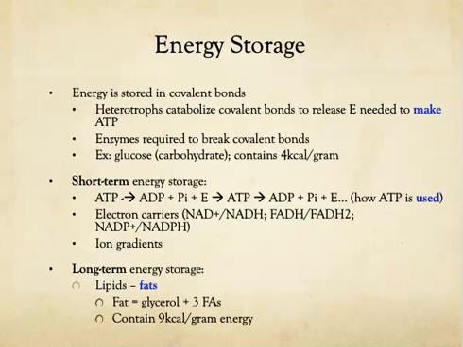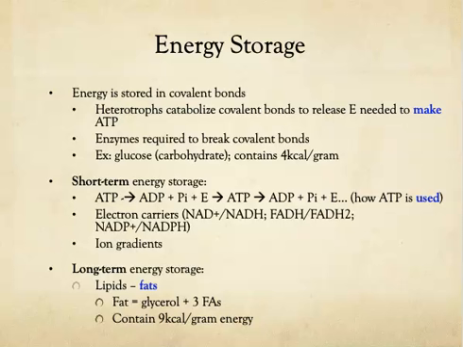A carbohydrate like glucose, for example, has about 4 kilocalories per gram. So that's a good amount of energy stored in that molecule. Carbohydrate, like glucose, is a short-term storage molecule. It gets used quickly in a cell. It's not left alone for long periods of time, but rather turned over and broken apart so that that energy can be used to make ATP.